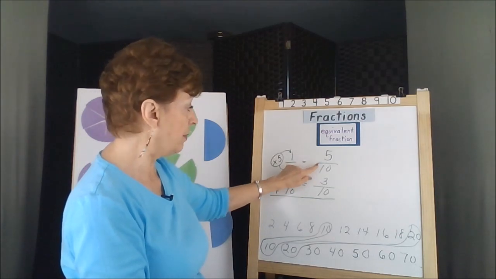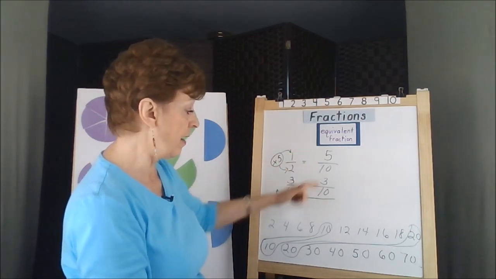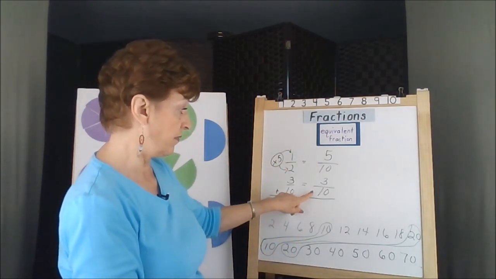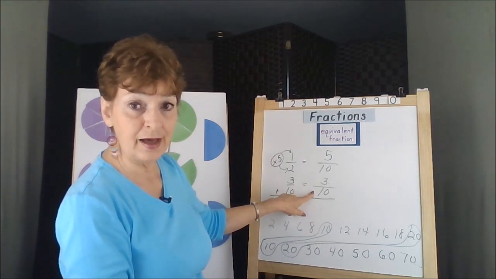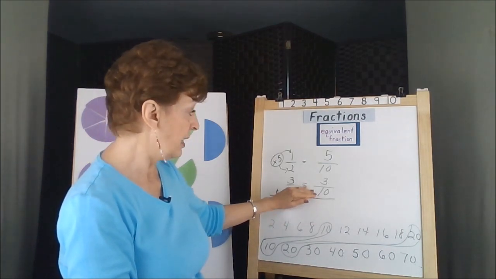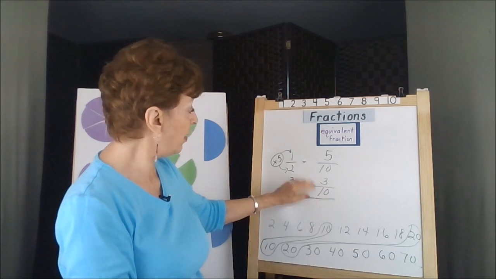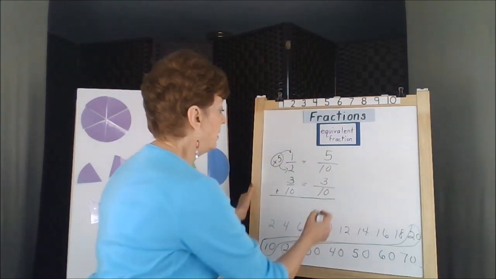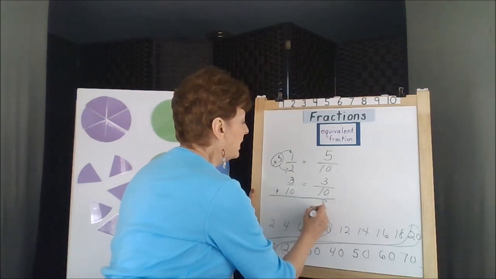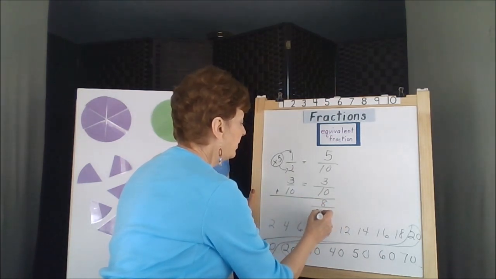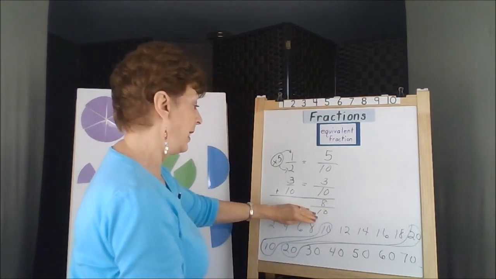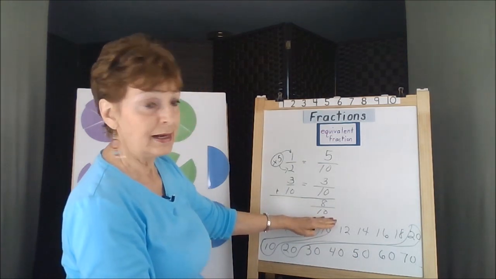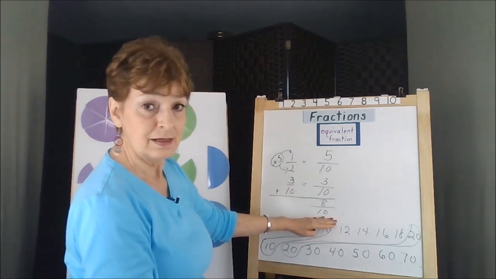So we've renamed our 1/2 in tenths, which is of course what we need because the other part of the fraction is in tenths. So now we have a common denominator. 5 plus 3 is 8, and we're going to keep our denominator. So our answer at this point is 8/10.